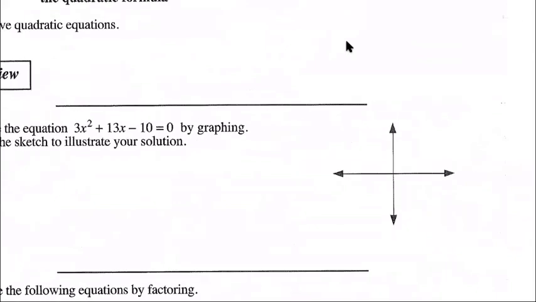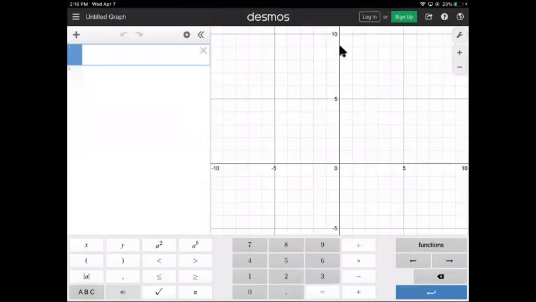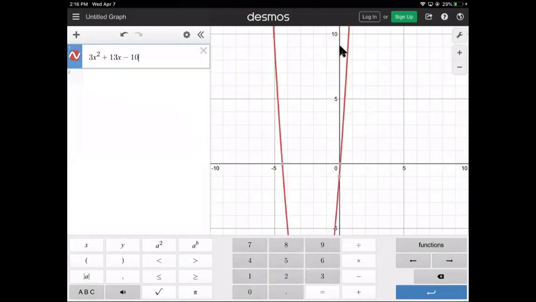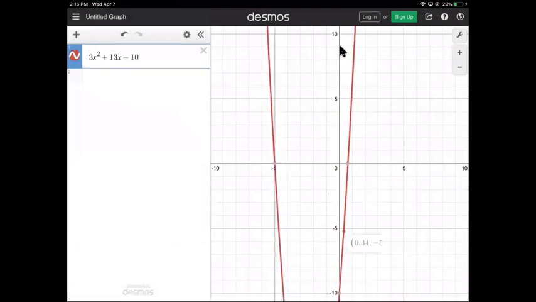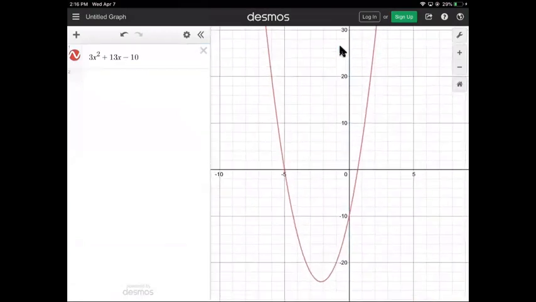So into Desmos I go. Waiting for Desmos to load. There we go. And I'm going to put in my equation 3x squared plus 13x minus 10. There's our quadratic. Squish it to see it all on the same page. There's our quadratic. And again, by using Desmos, I can just simply touch right there. It's going to tell me that my roots or my zeros or my x-intercepts or my solutions are -5 and then 2/3.